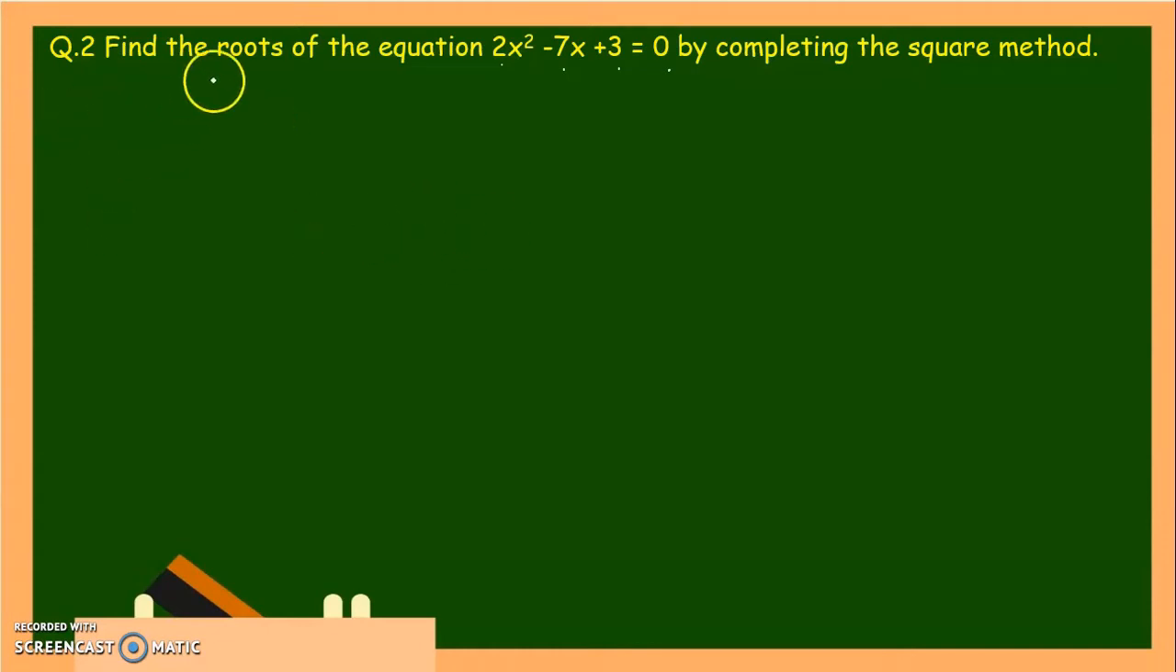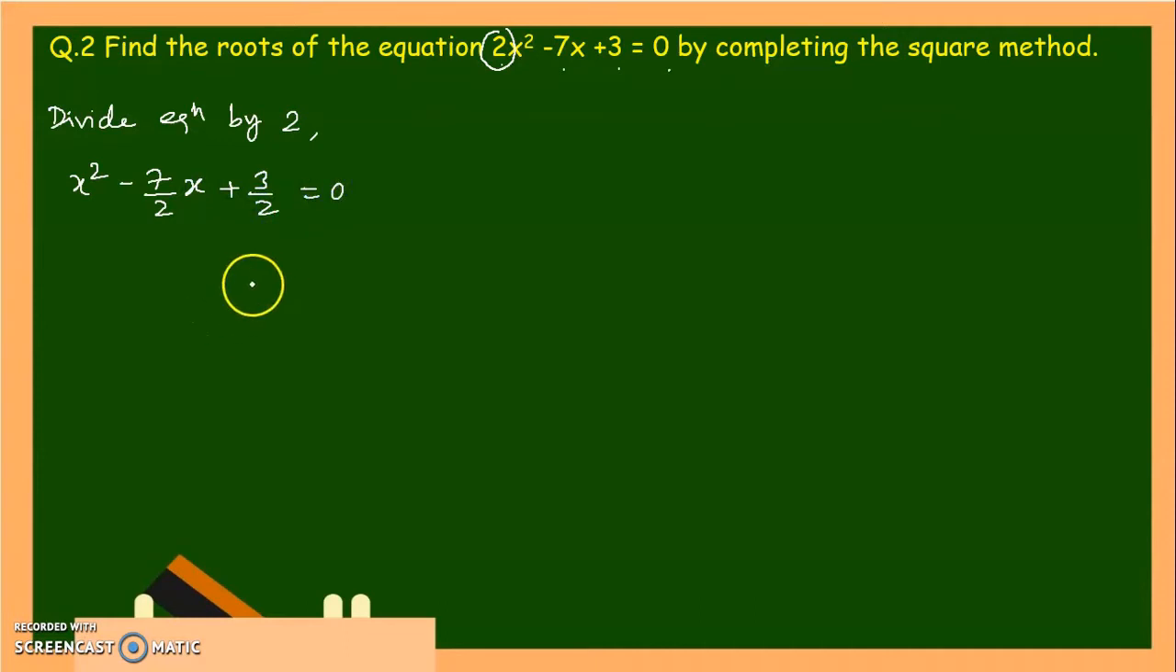First step is we will divide this equation with coefficient of x square. So here the coefficient of x square is 2. So we will divide the equation by 2. So we will get x square minus 7 by 2x plus 3 by 2 equal to 0. This is the first step.